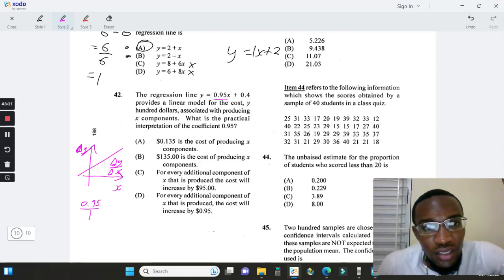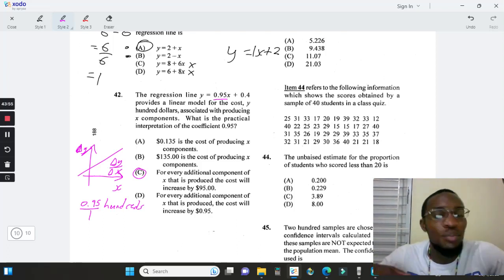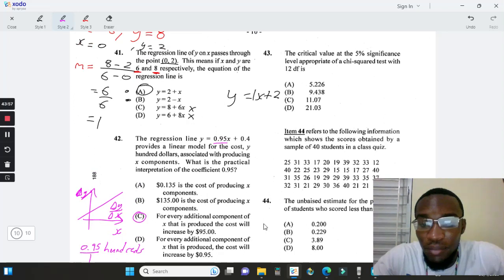0.95 what? It says y was in $100 associated with producing x components. So this is telling us it's 0.95 hundreds of dollars per x component. For every additional component of x that is produced, the cost will increase, and it's in hundreds, so 0.95 times 100 is 95. Automatically it's C. For every additional component of x produced, the cost will increase by 95. Option C. Very easy.